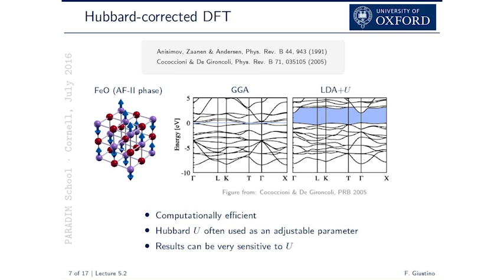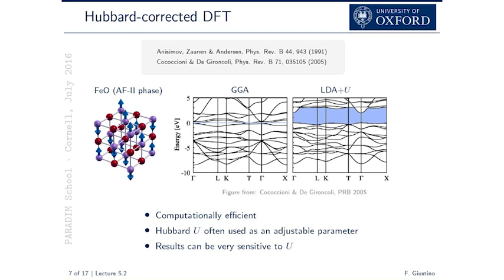Let me make an example. This is iron oxide, one of the simplest transition metal monoxides. The ground state is an AF2 type phase, so it's an antiferromagnetic phase. The way it works basically is that along the 111 plane, which is along the diagonal of the cube, the iron atoms have all the spins ferromagnetically aligned within the planes. Then if you move along the 111 direction, adjacent planes are antiferromagnetically aligned with respect to each other. So basically just an antiferromagnet.